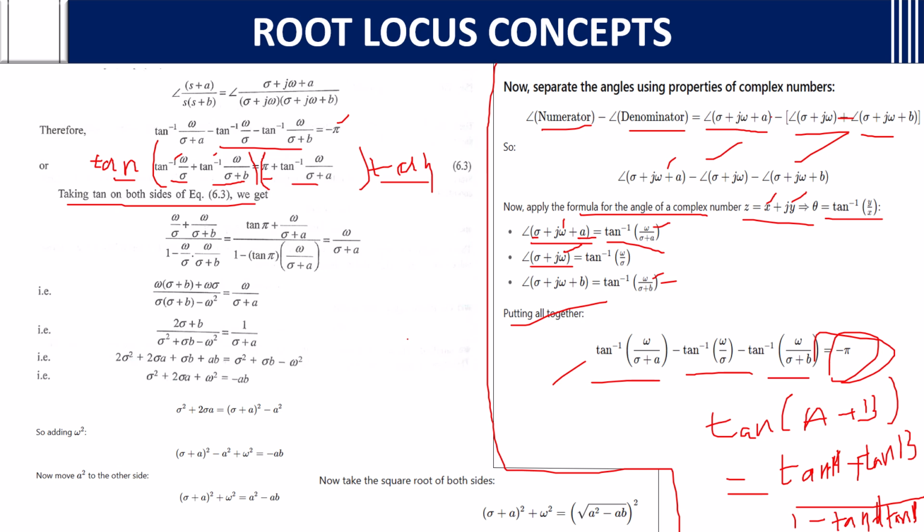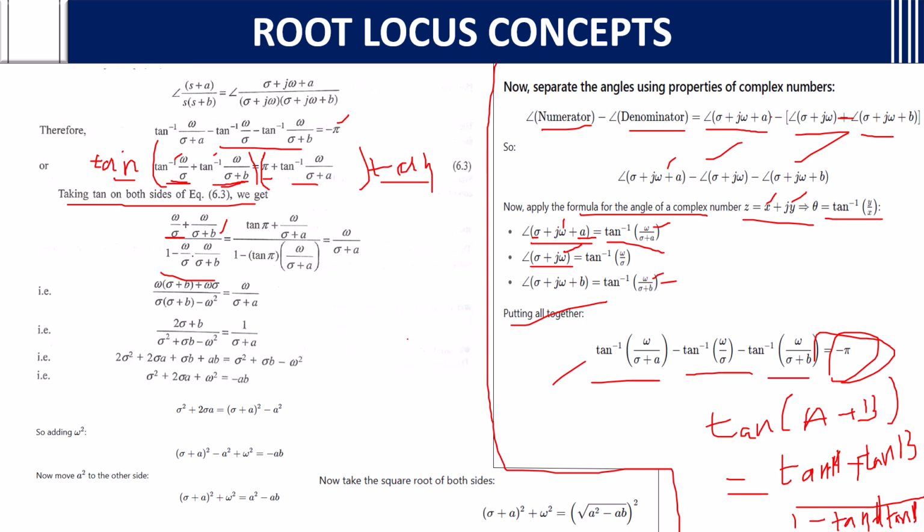Okay, if you see here, tan of tan inverse omega by sigma. What happens? Tan and tan inverse will get cancelled. You will get omega by sigma plus B. Tan and tan inverse will get cancelled. You will get omega by sigma plus B. 1 minus tan A tan B. 1 minus tan A is what? Omega by sigma plus B.